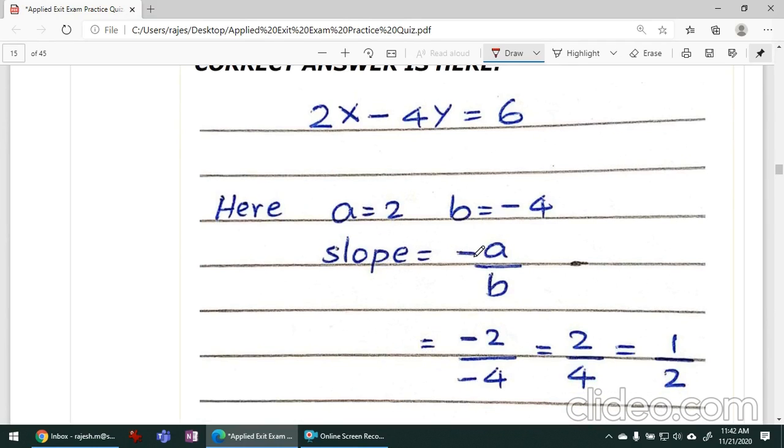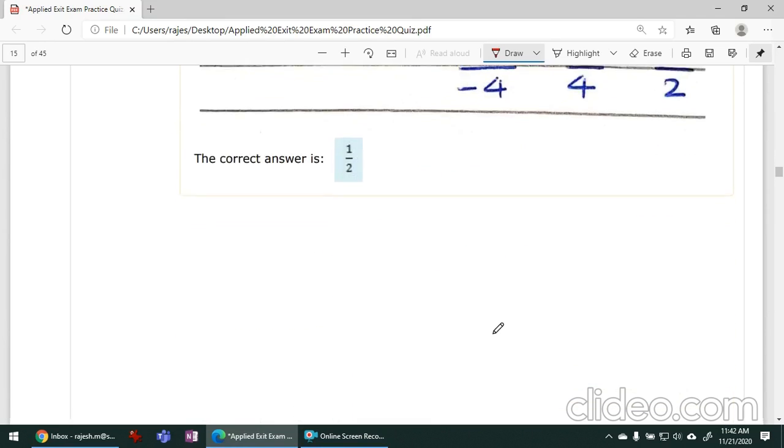Now, what is the slope? What is the rule for slope? Minus a by b. So minus, what is a? 2, divided by what is b? Minus 4. Minus minus will cancel. 2 and 4 will cancel. Answer is 1 by 2. So slope is 1 by 2.